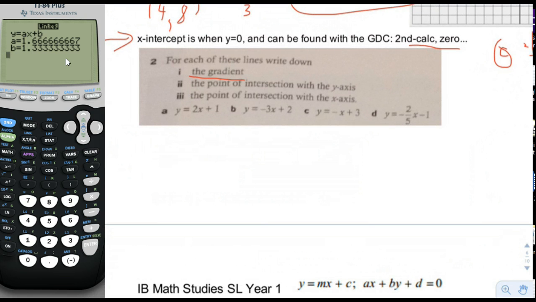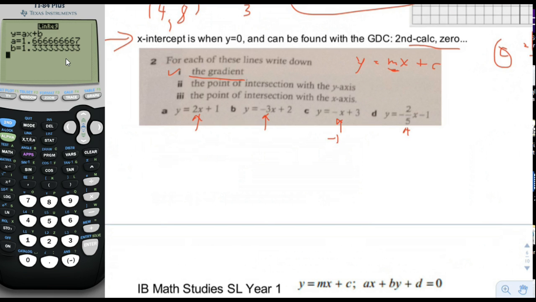And to find the gradient is pretty easy because these are all in gradient intercept form, which, remember, that means that m, which is the coefficient multiplied times x, is the gradient. So the gradient is there, 2, it's there, -3, it's -1, okay, and -2/5, okay? So we've already found the gradients for all.